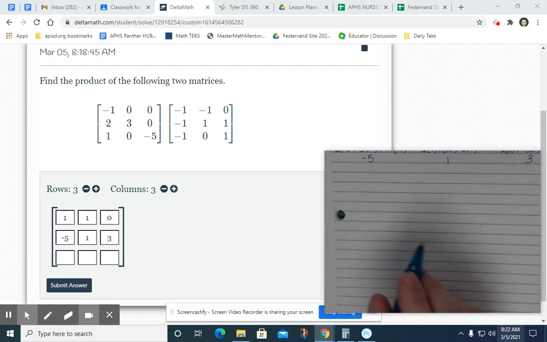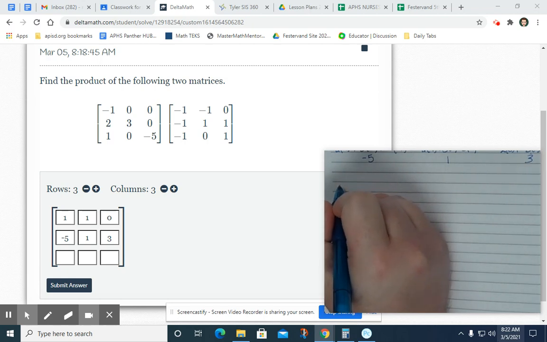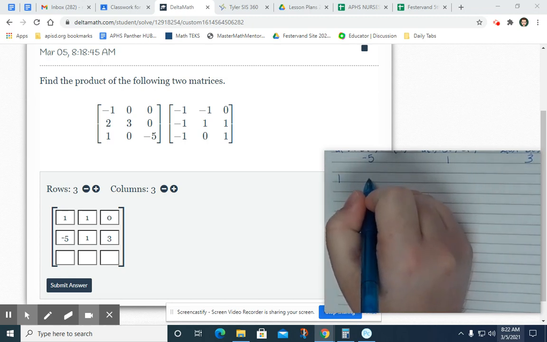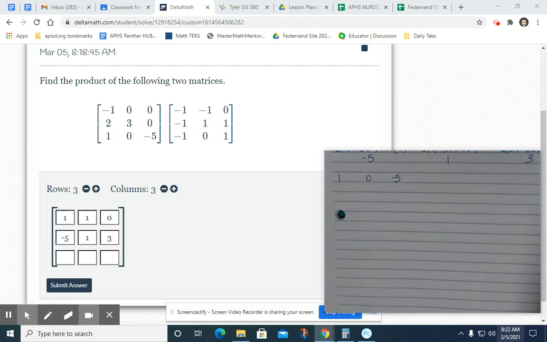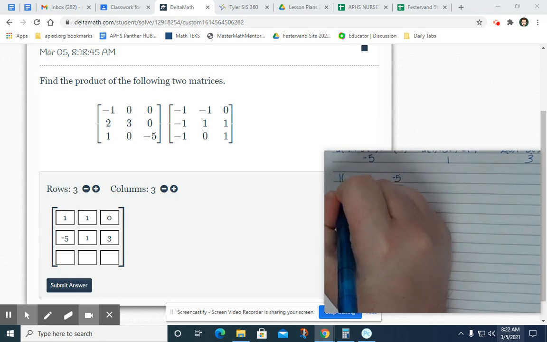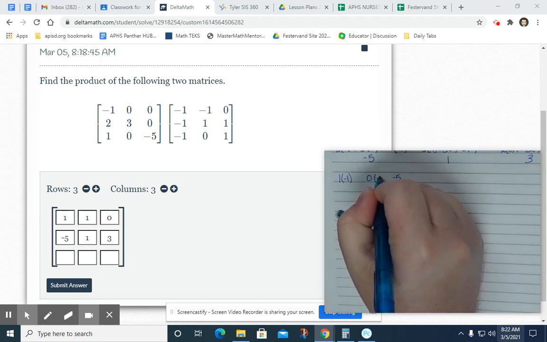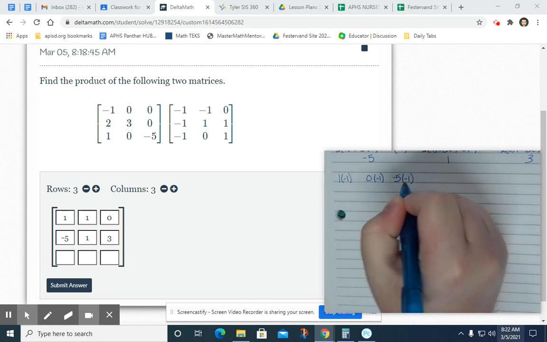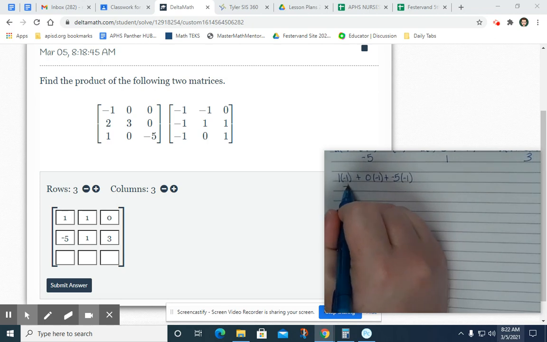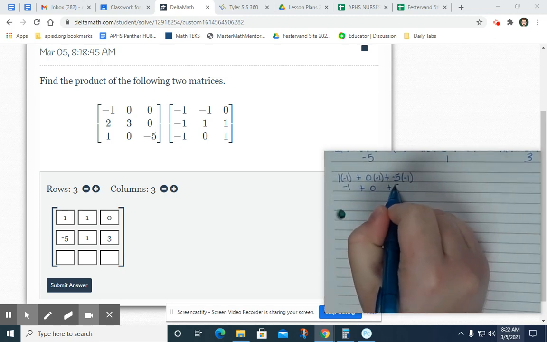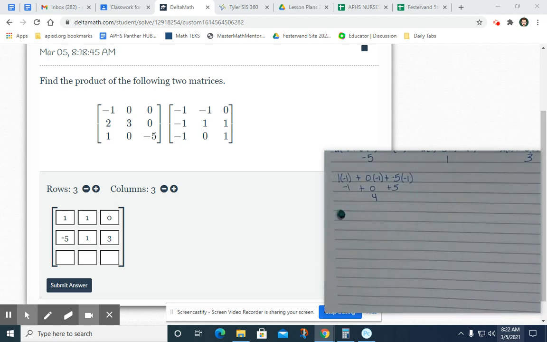Okay, so to find my third row, I'm going to take the third row of my first matrix, 1, 0, negative 5, and I'm going to multiply it by the elements in my first column, negative 1, negative 1, negative 1. And I'm going to add all three of those together. So that's going to be negative 1 plus 0 plus 5, so it's going to give me a 4.